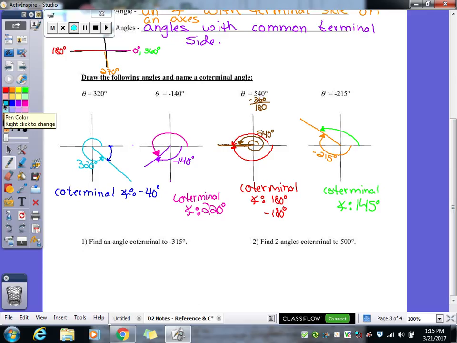All right, find an angle coterminal to negative 315. So let's draw our little picture. What quadrant would negative 315 fall in? Ooh. If it wasn't negative, it would be quadrant 4. But negative, we got to go backwards. Quadrant 1. So what would our coterminal angle be? 45. That little bit left.